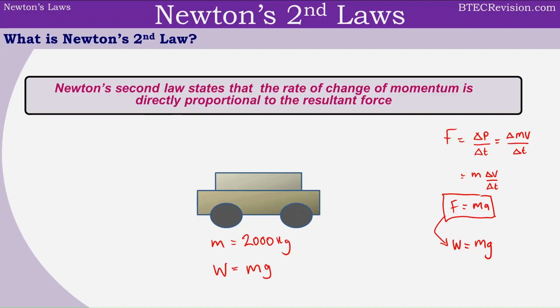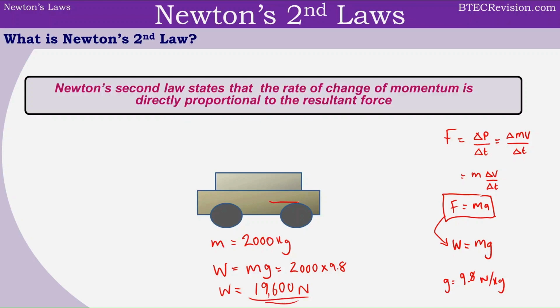And if you remember from a previous lesson, gravity is equal to 9.8 newtons per kilogram. So we can replace this mass with 2,000 times 9.8, to give us a value of 19,600 newtons.